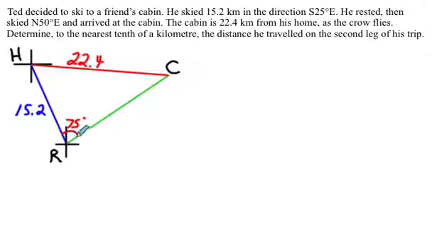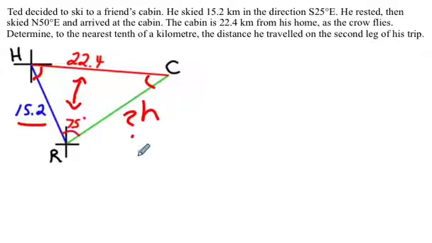So quite clearly we can see from the information that's given, we know a side and an angle that are across from each other, and we know this other side. So from that, we can solve whatever question is being asked. We can find out what this angle is, we can find out what this angle is, we can find out what this side is. So we look at the question: determine, to the nearest tenth of a kilometer, the distance he traveled on the second leg of the trip. So that would be right here, the green line, I call it H because it's across from angle H. And then we solve it.